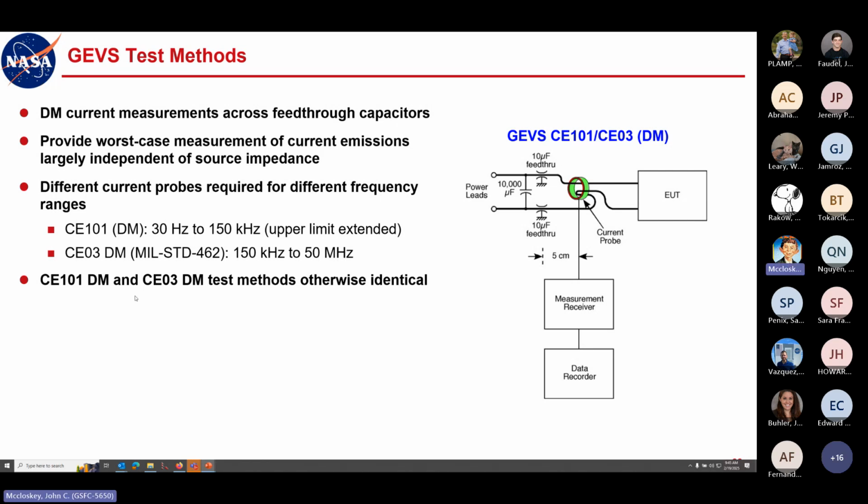So again, the CE 101 and CE03, tailored for differential mode as shown here. The methods are otherwise identical besides just a different current probe for different frequency ranges.